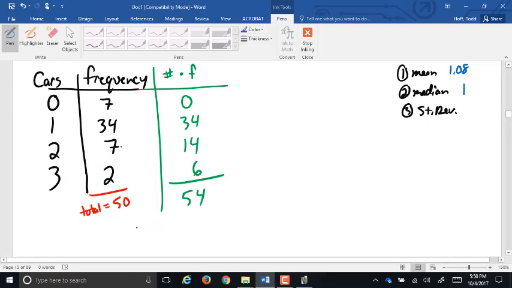So the mean is the 54 divided by the 50, which is 1.08.